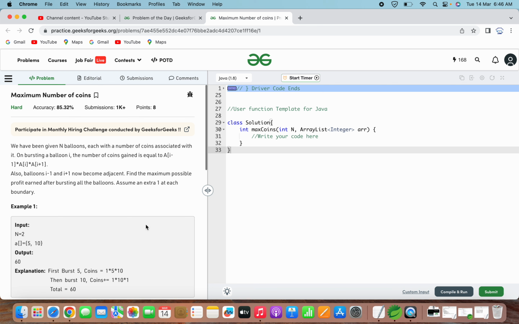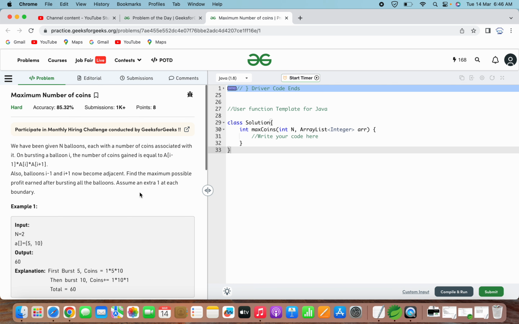Okay, and just for the boundary conditions, where only one will be left, it is said to assume that there is one extra one at each boundary, because multiplying one with any number does not impact that number, so that's why this one has been considered. Let's try to understand through the given example.